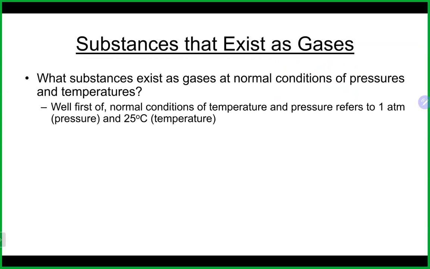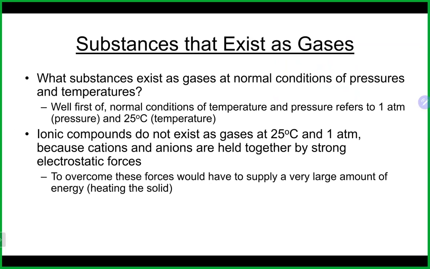So let's talk about some substances that exist as gases under normal pressures and temperatures. When we talk about normal pressures and temperatures, like room temperature type conditions, that usually refers to 1 atmosphere, which is what the ATM stands for here. That is a very common unit of pressure, the atmosphere. And normal, everyday temperature is considered 25 degrees Celsius.